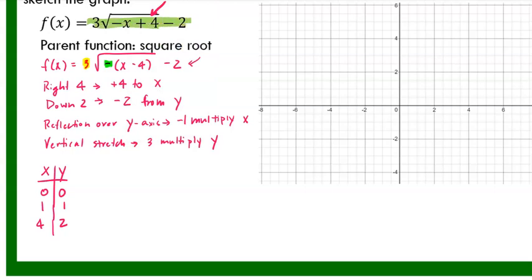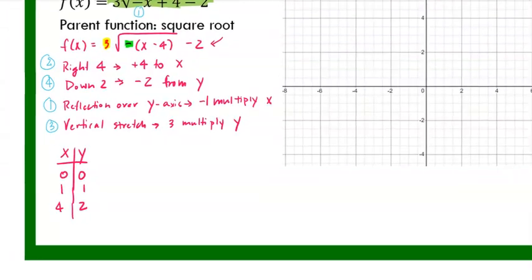What happened to it? First, the input got multiplied by -1. That's the reflection. That's the first thing we do. And then to the x, you add 4, which is the right 4. Then you take that whole thing and square root it, of course, but then you multiply it by a 3. So that's going to be the vertical stretch. And then you take that and subtract 2 from it. Okay, so that's going to be the sequence.